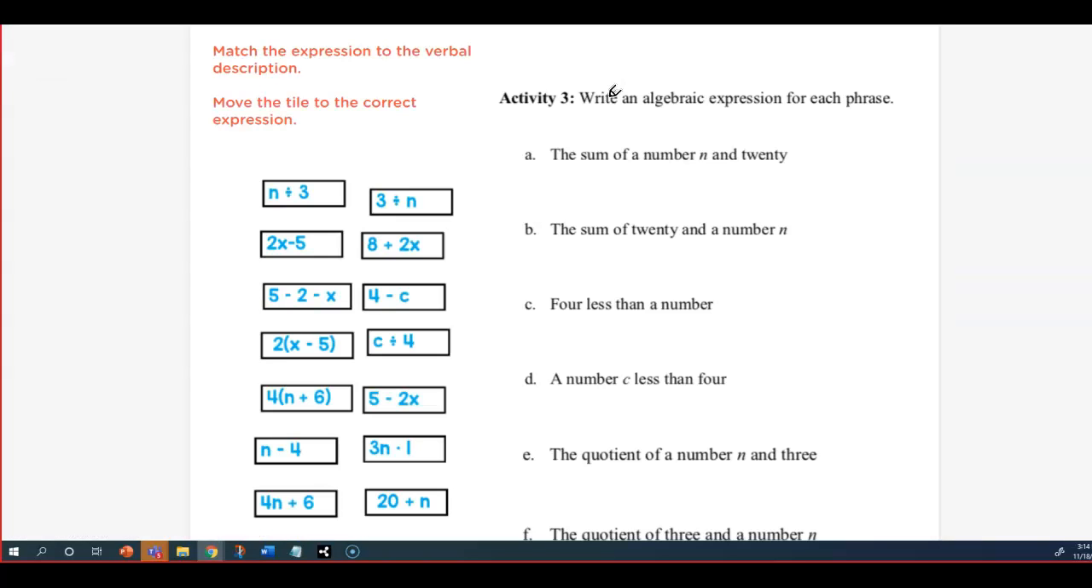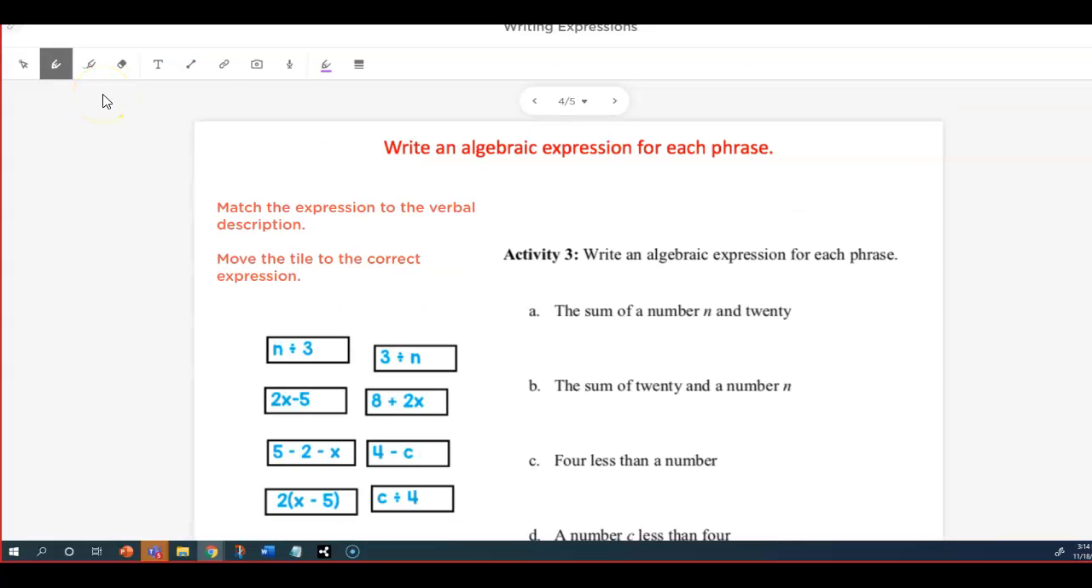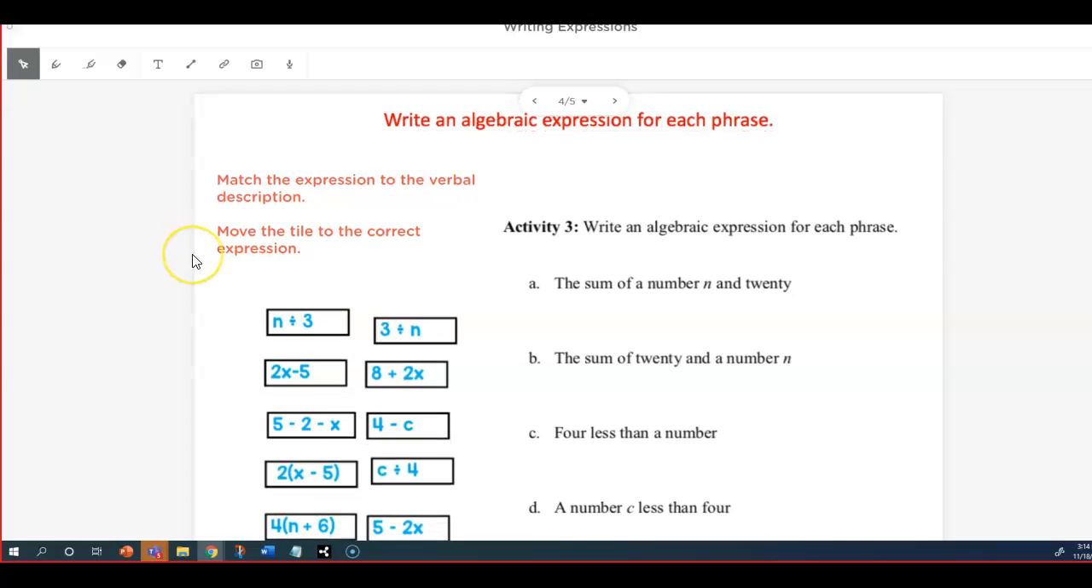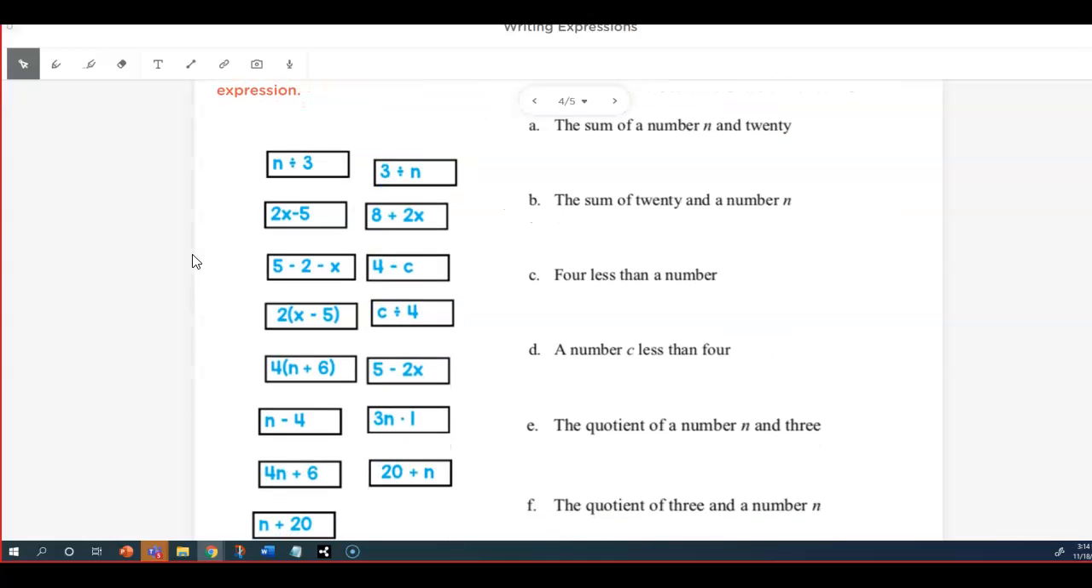All right, so we're going to go to the next page. This is a little matching activity. If you were using a pen, you're going to want to go grab the pointer instead. Okay. We are going to write an algebraic expression for each phrase. We're going to match the expressions to the verbal descriptions, and we're going to do it by dragging tiles.